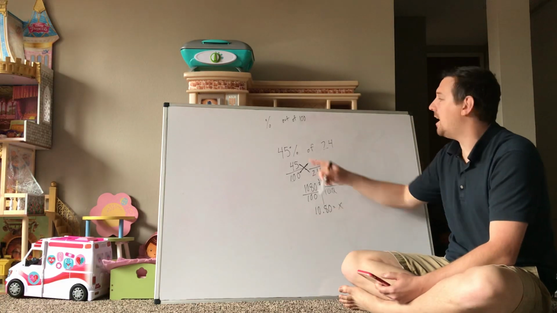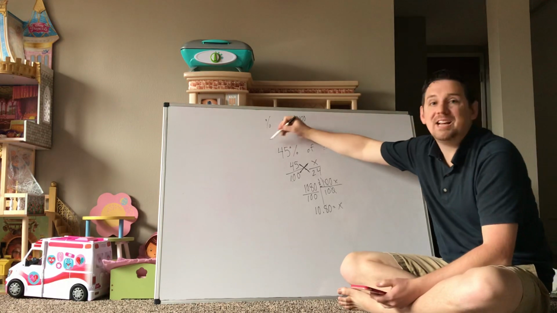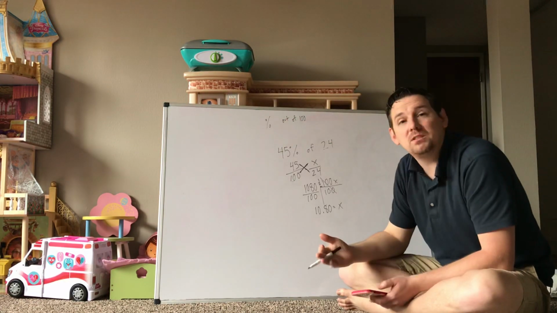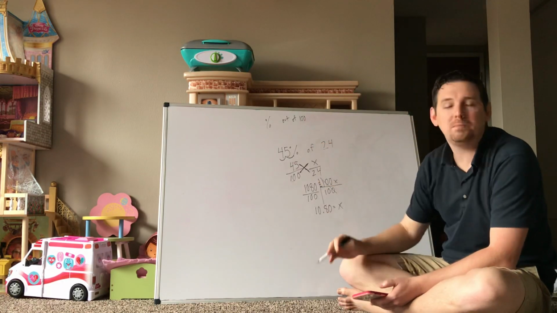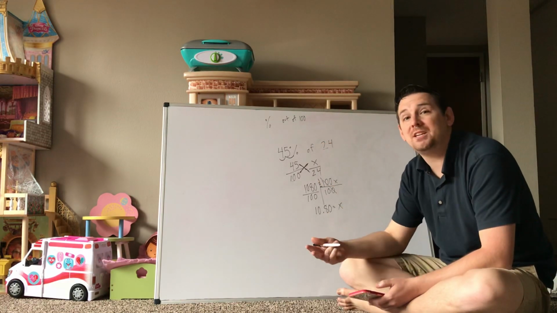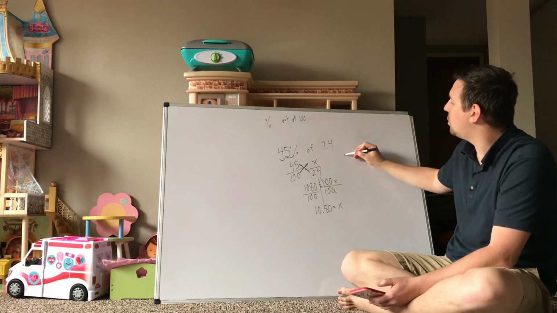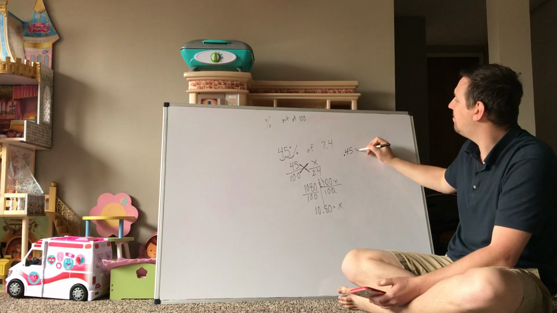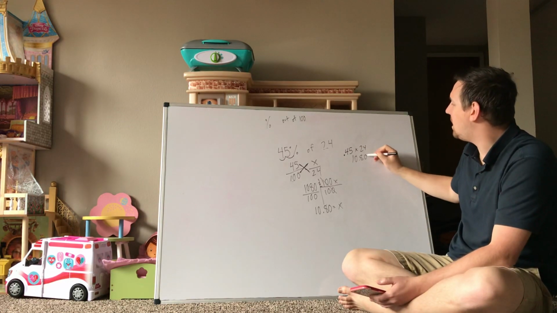Okay. Another way to do 45% of 24 would be to make this a decimal. Since our decimal system is a base 10 system, we move the decimal twice because 10 times 10 is 100. So we're moving 2 decimal places. So you would do 0.45 times 24. That also gets 10.8.